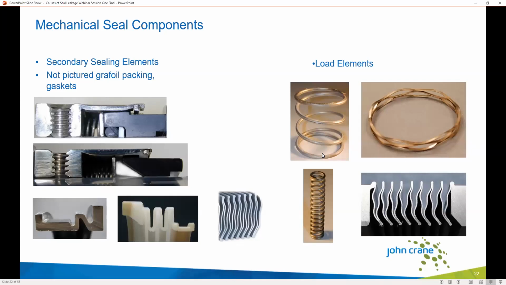Those load elements, we can see some more examples on the right. So it could be a single large spring like we have depicted here. It could be multiple small springs, or again, it could be something a bit more bespoke, like a wave spring. Or there on the bottom right, we're showing a metal bellows again. The way the metal bellows are welded and constructed, they are sealed, so they act like a secondary seal, but they also will apply a force as well, so they can be a load element at the same time and fulfill both functions.